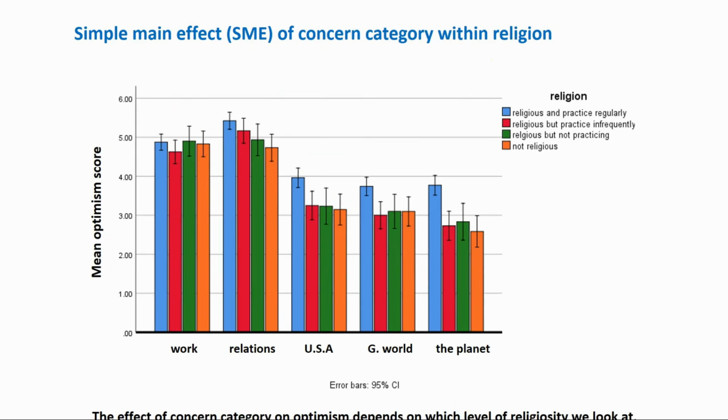All right. Whereas if we looked at simple main effects this way, where we look at the effect of concern category within specific religions, I don't think we're going to see any differences. I could be wrong, but to me, it looks like we're going to find the same pattern regardless of whether we compare the blue means, the red means, the green means, or the orange means. So, in all likelihood, I think we're going to be concluding here that the effect of concern category on optimism does not depend on which level of religion we look at. But we'll have to see.